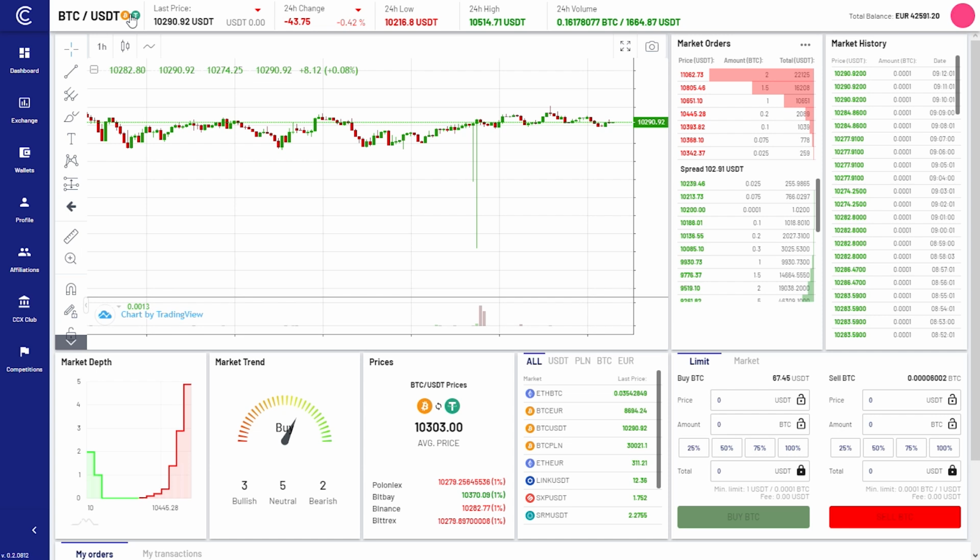In the top left corner you can see so-called pair. Right now it's a pair of Bitcoin to USDT. It means you can buy Bitcoins for USDT or buy USDT for Bitcoins.